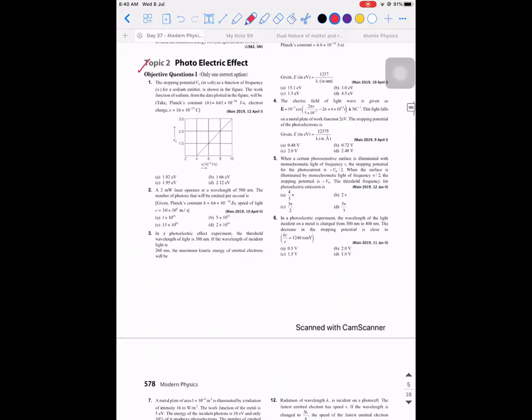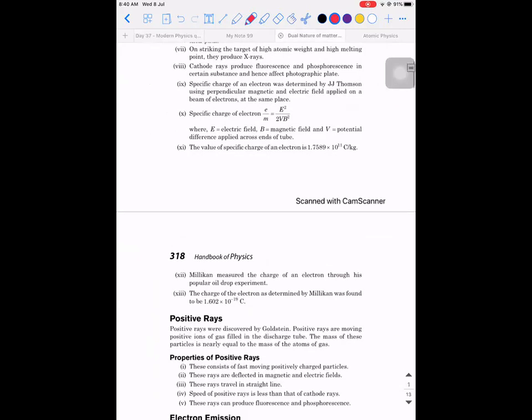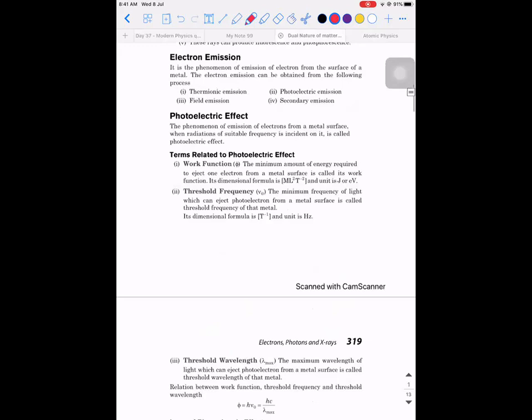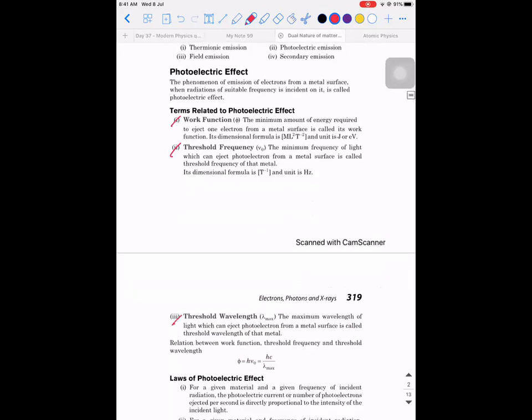So what is the formula for photoelectric effect? Let's just look into that also. For photoelectric effect, what are all the terms that you need to know? One is work function, the second is threshold frequency, and the third is threshold wavelength. Right. So what do you mean by work function? Sir, minimum energy required to eject an electron from the metal surface. Yes, minimum energy. Threshold frequency means minimum frequency. What is threshold wavelength then?